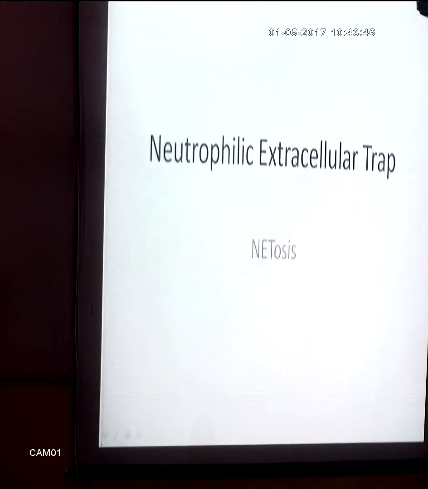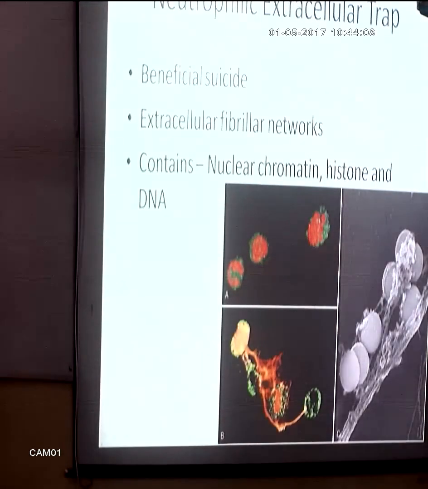We all know what is a neutrophilic extracellular trap. This term is introduced in Robbins 10th. Netosis: there are a few diseases which are because of this neutrophilic extracellular trap, and those diseases are categorized into netosis. First we'll see what an extracellular trap is. It's called a beneficial suicide. I'll come to this picture again.